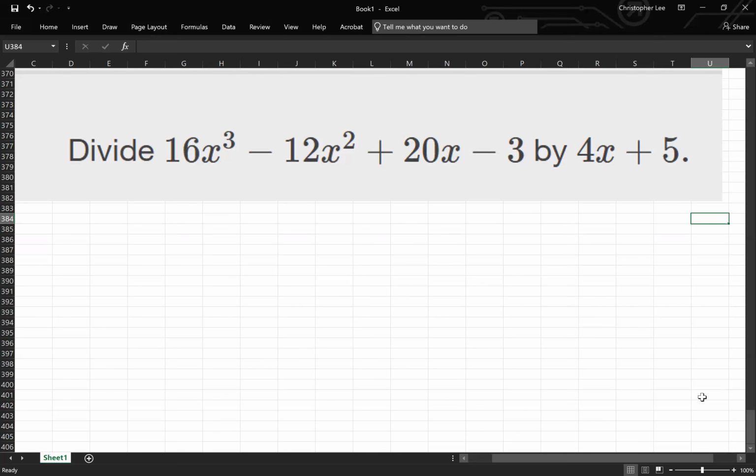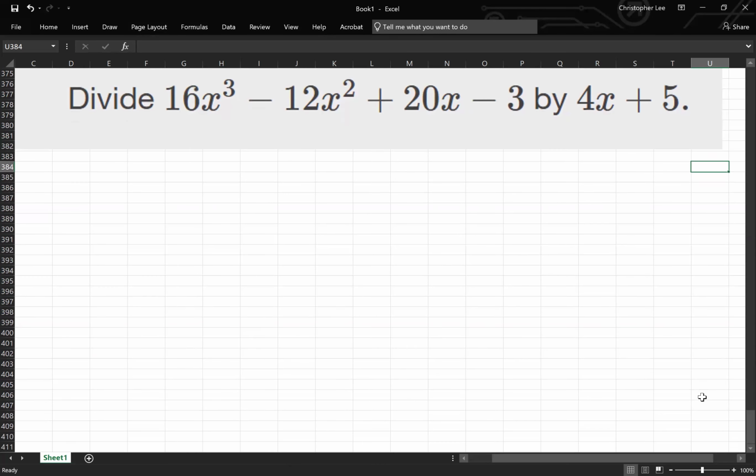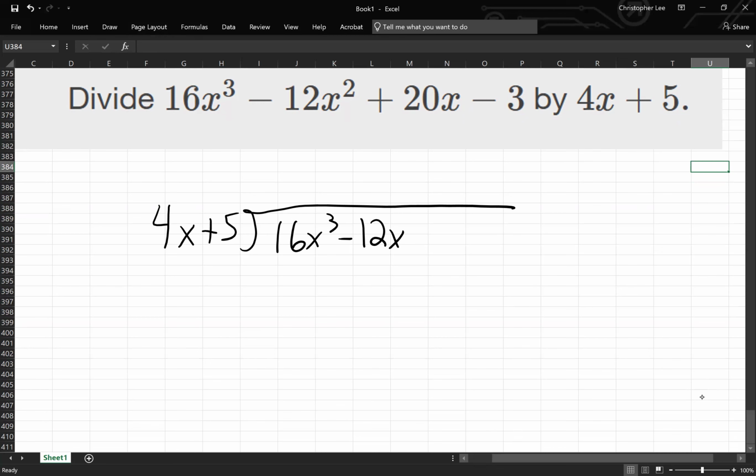All right, let's try this. A little bit harder. We've got 4x plus 5 dividing 16x cubed minus 12x squared plus 20x minus 3, right?